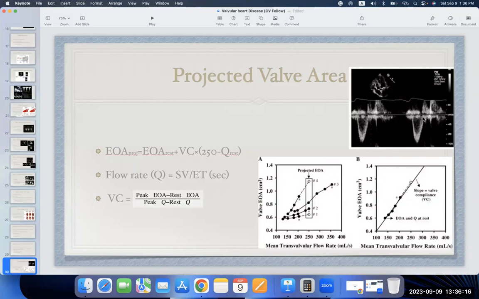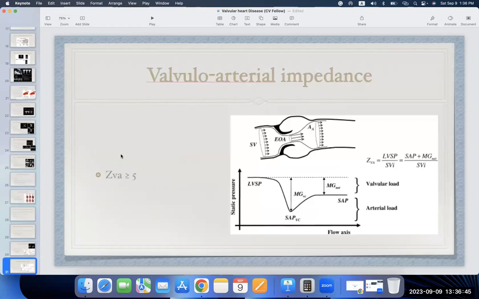If you divide it, you get the flow rate, and then from the flow rate you just plug into this equation and you will get the projected aortic valve area. So the slope multiplied by 250 minus the flow rate at rest, and you add it to the aortic valve area at rest, and then you will get the projected. If it's more than 1, you will say that this patient has pseudo-severe stenosis. If it's less than 1, then you will say that this patient has true aortic valve stenosis.